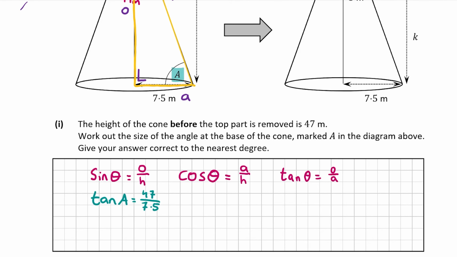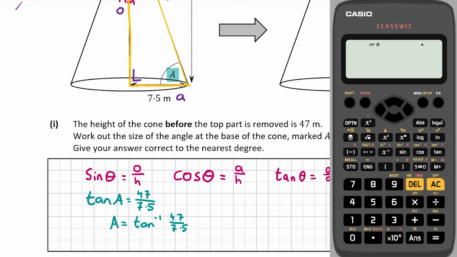Now I don't want tan A, I just want A. And whenever you want to find an angle with one of the trigonometric ratios, sine, cos, or tan, you're going to move the ratio over to the right hand side and it's going to go to the inverse. So here it's going to be A is equal to tan inverse of 47 over 7.5. So now we can work this out on our calculator.